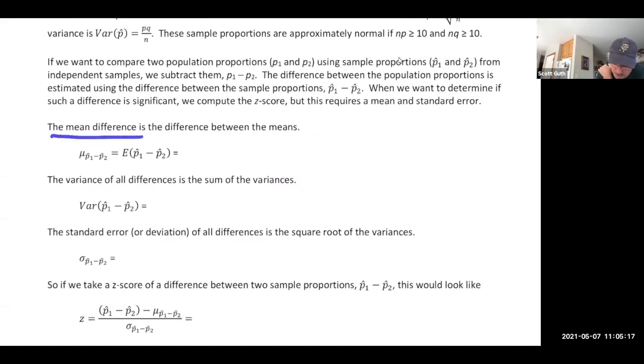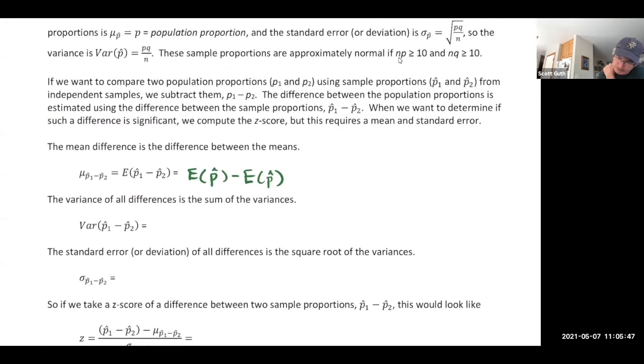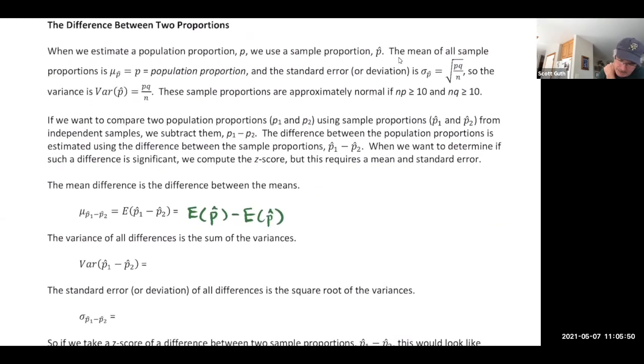So we know the mean difference is the difference between two means. So the mean of p hat 1 minus p hat 2 is the expected value of p hat 1 minus p hat 2, which is the expected value of p hat 1 minus the expected value of p hat 2. So the mean of the difference is the difference of the means. And the mean of p hat 1, we have the statement up here. The mean of a sample proportion is the population proportion.